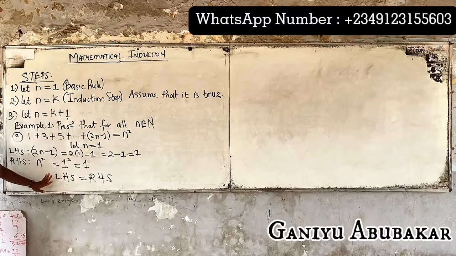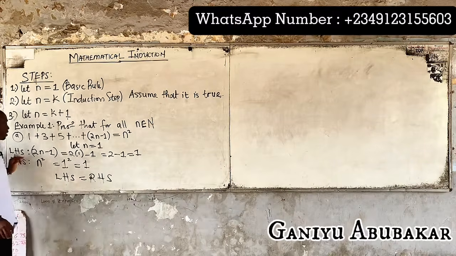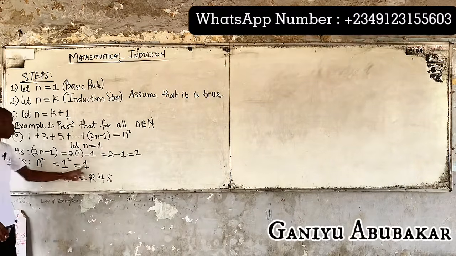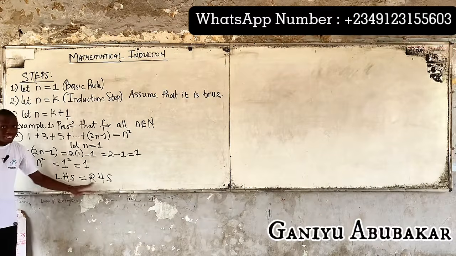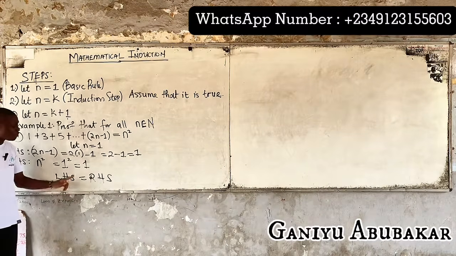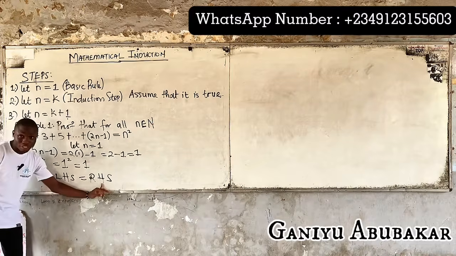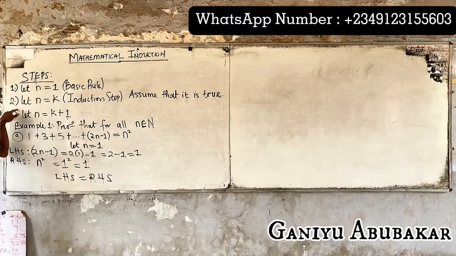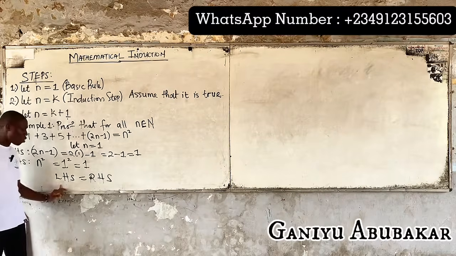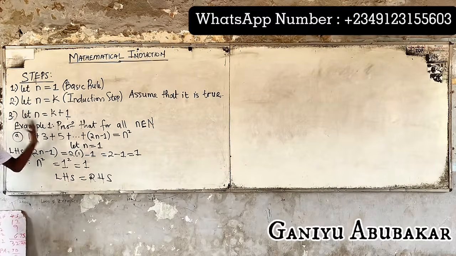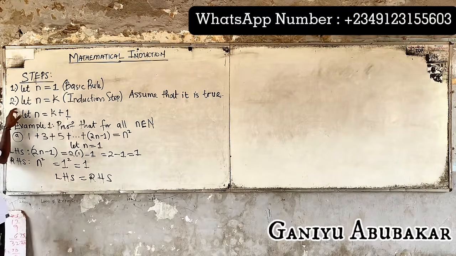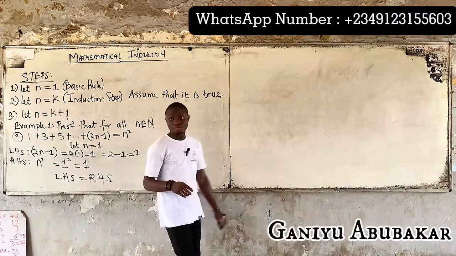If it's not, let's say the left hand side is 1 and the right hand side is 2, then they are not the same. Hence, you can't proceed to the next step. But since they're the same now, 1 and 1, we can proceed to the next step. What's the next step?